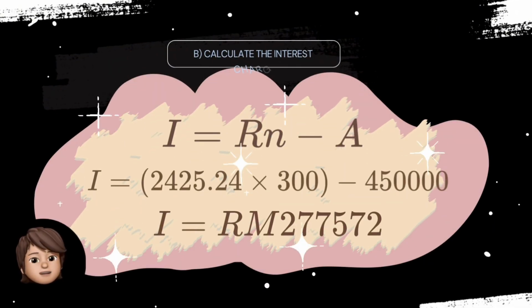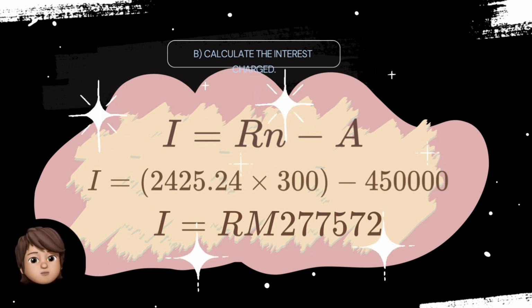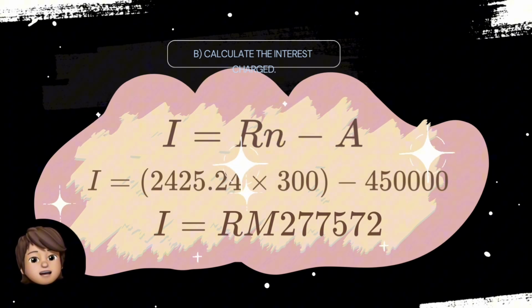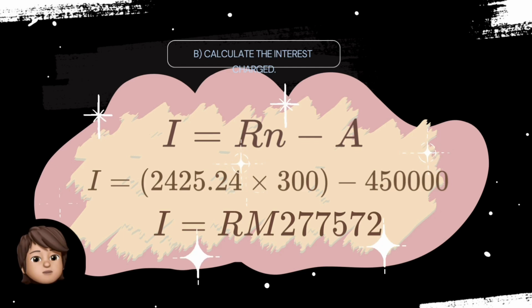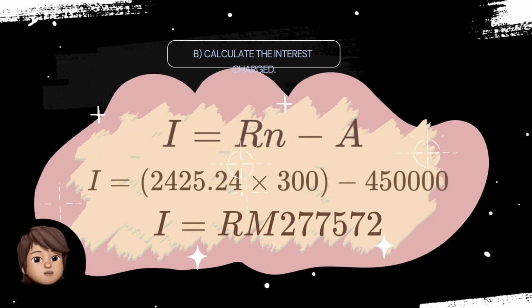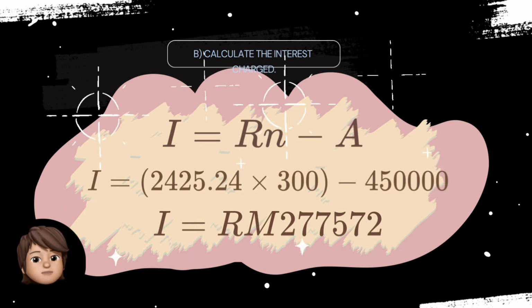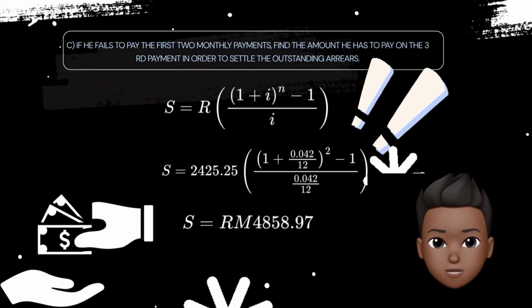Question B. Calculate the interest charge. For this question, we will use the interest charge formula. I equals Rn minus A. I equals open bracket 2,425.24 times 300 close bracket minus 450,000. I equals 277,572 ringgit.